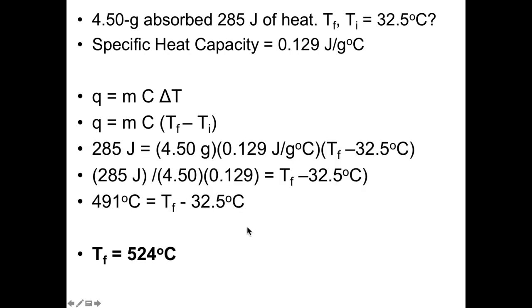So when I plug everything in, I'll get 285 joules equals 4.50 times 0.129 times TF minus 32.5. When we set all this up, we'll have 491 equals TF minus 32.5. We'll add 32.5 on both sides to get 524 as the TF for that. So again, like previous problems we've done with the Q equation, if you have 3 out of 4, or if they give you final and or initial, if you have 4 out of 5, you can solve for the unknown.